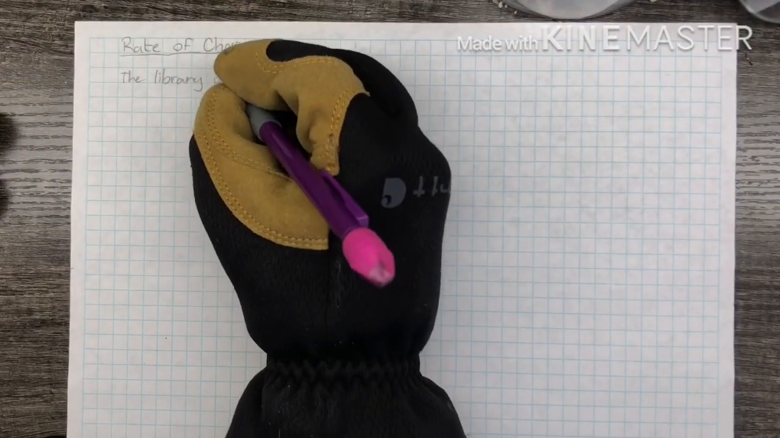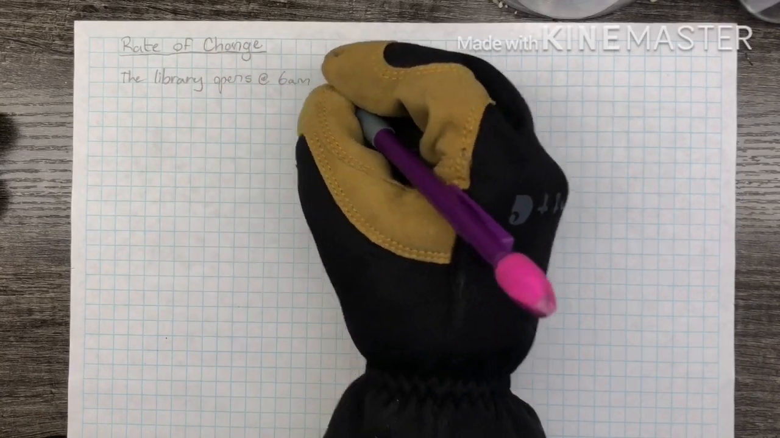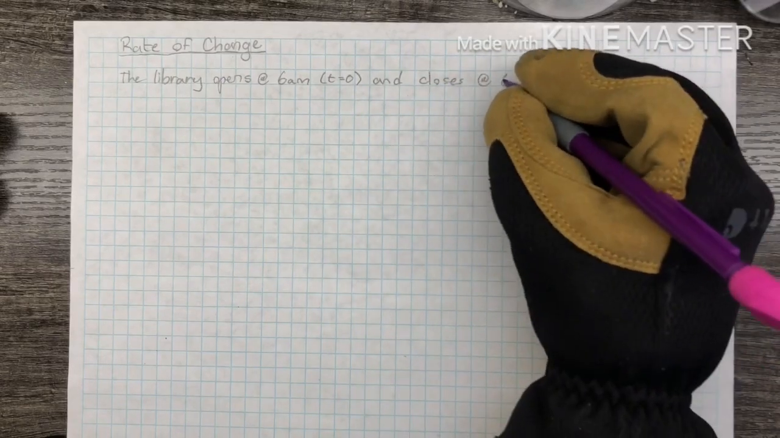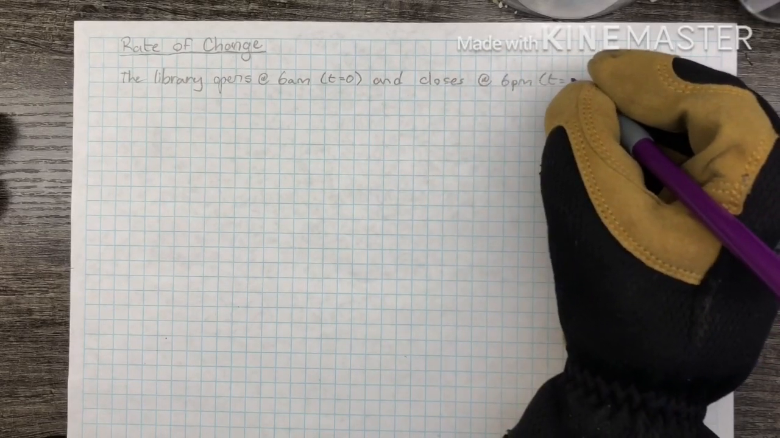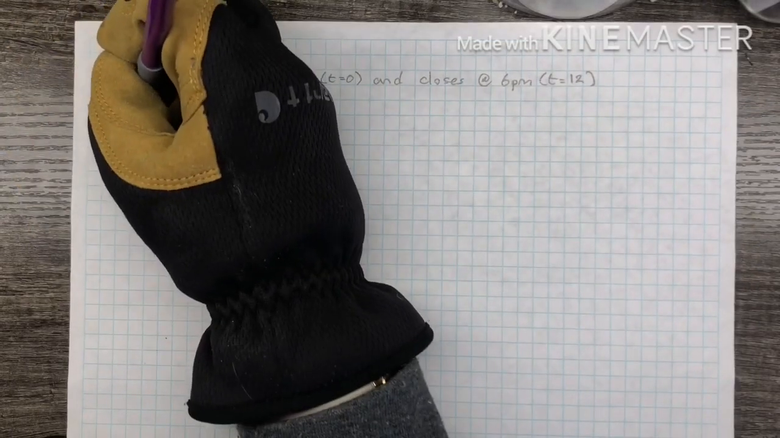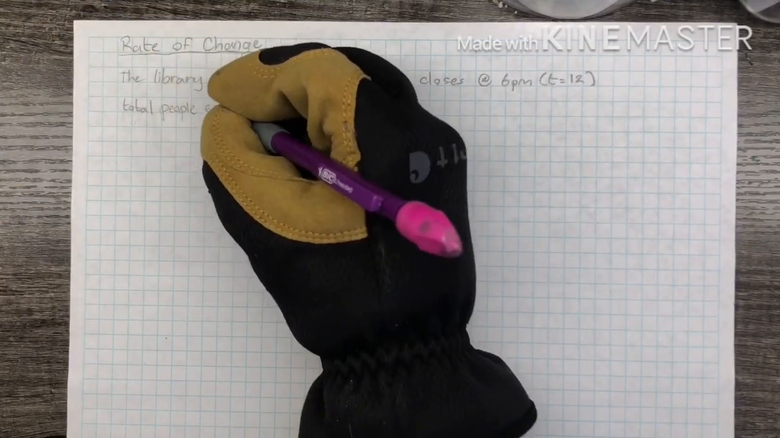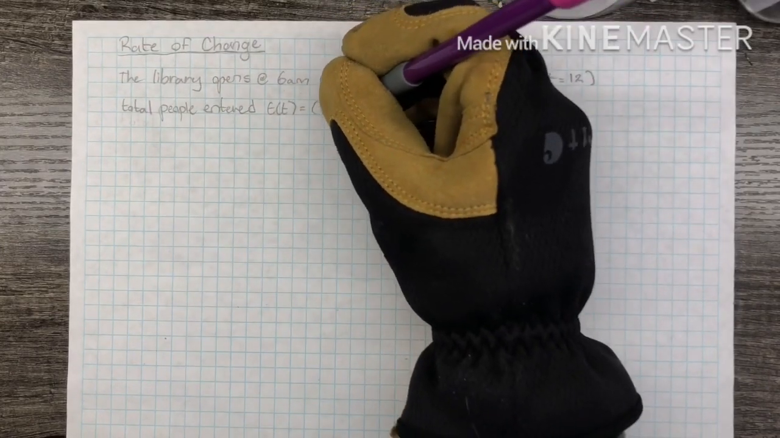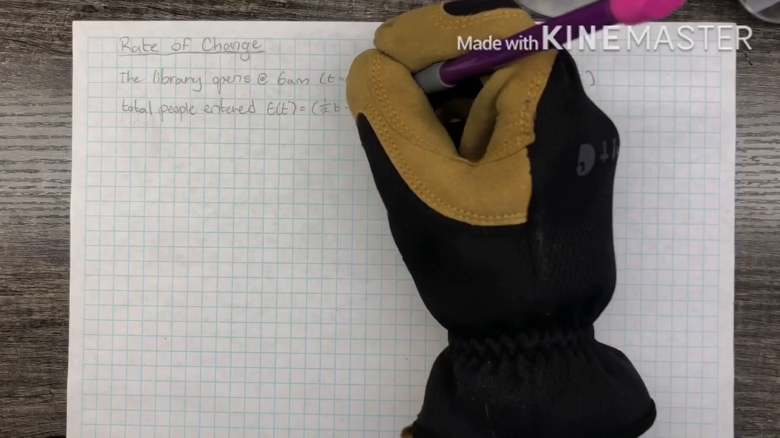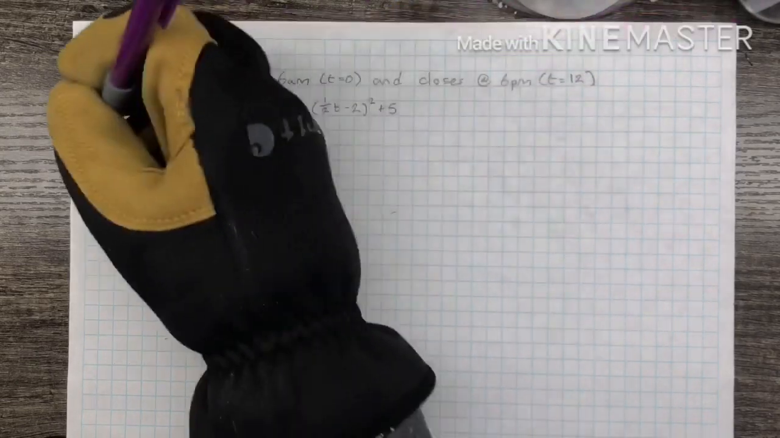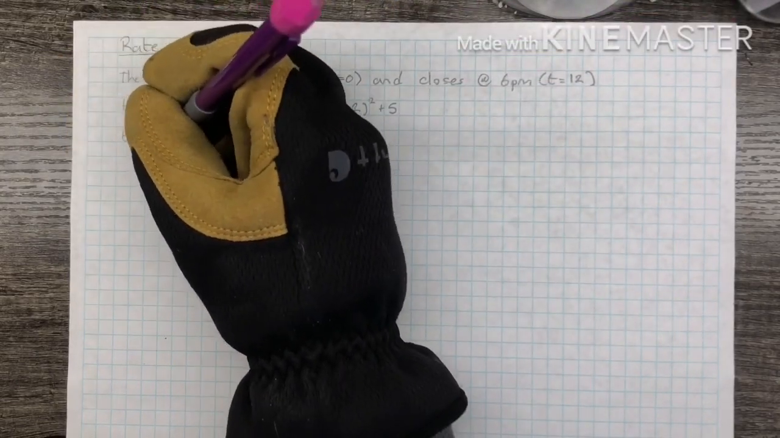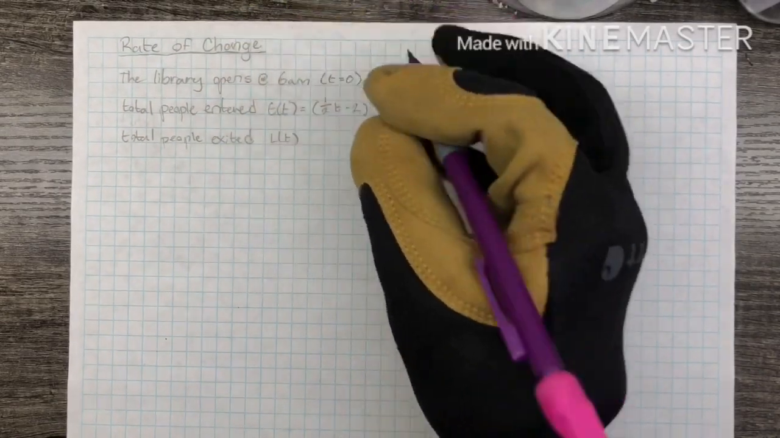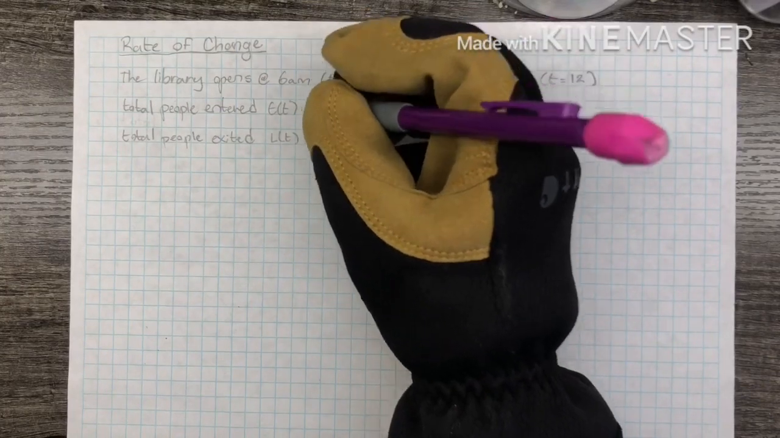The library opens at 6 a.m., which is t equals 0, and closes at 6 p.m., which is t equals 12. The total people that have entered the library will be represented by the equation E of t equals the quantity 1/2 t minus 2 all squared plus 5. The total people that have exited the library will be represented by the equation L of t is equal to 9/50 times t squared.